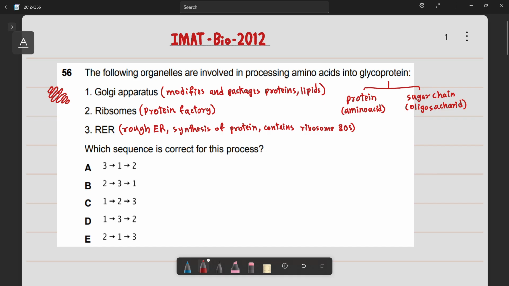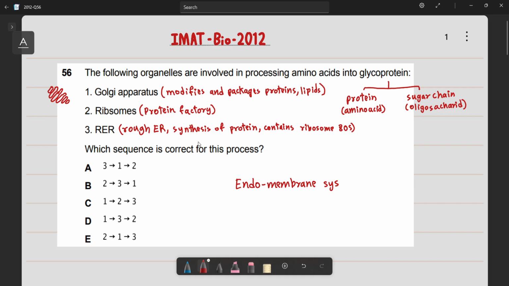But this is not enough, because this question is related to a main term that we must recall, which is the endomembrane system. The endomembrane system does not involve only the Golgi apparatus, ribosome, and rough ER as the three organelles. It involves many others. There are tons of them, so I'm going to list those out.